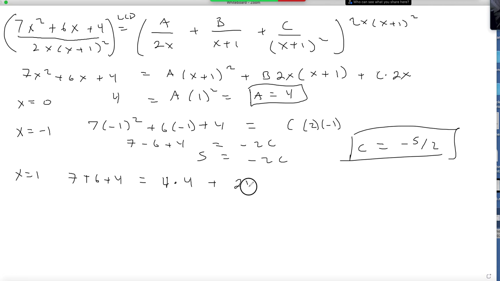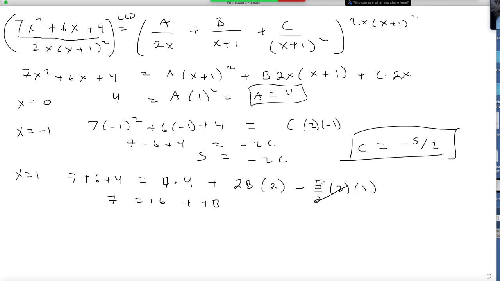So 2b, and then x is 1, and that's 1 plus 1, so that would be another 2 right there. c we know, let me actually change that sign then. c we know is negative 5 halves, so let me put that in right here, and that's times 2 times 1. I didn't show all my steps there, but basically if I just plug in ones for all those x's, you should end up here. And then let's see, this is going to give us 17, and then that will equal 16 plus 2b.